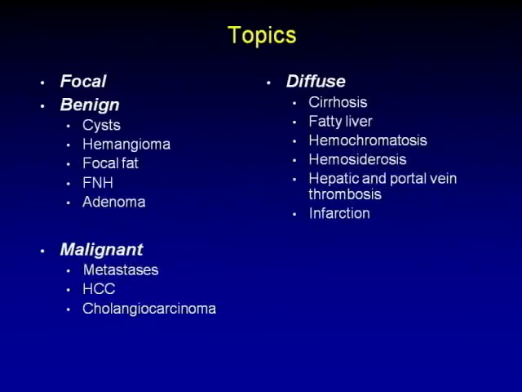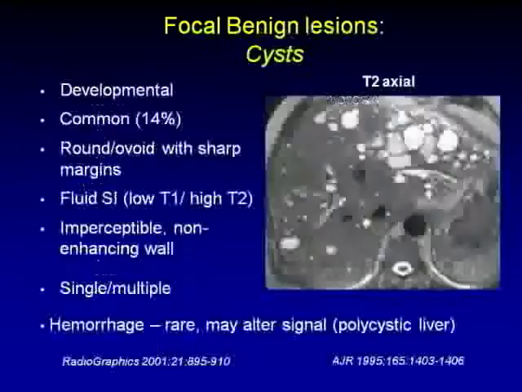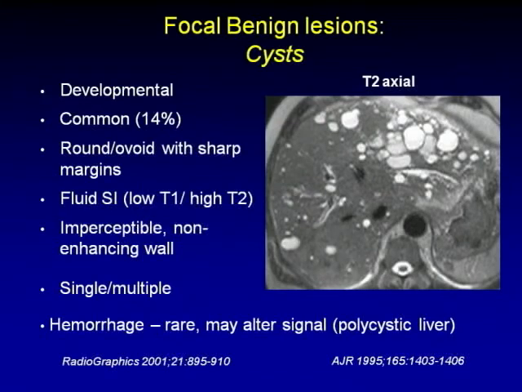So the topics I'm going to cover are obviously all the benign focal lesions that we have in the liver, the main malignant lesions that we encounter, and then a little bit about diffuse liver disease. So to start off, cysts, everyone knows what a cyst looks like, I hope. These are developmental in origin, and they are common, found in approximately 14% of individuals.